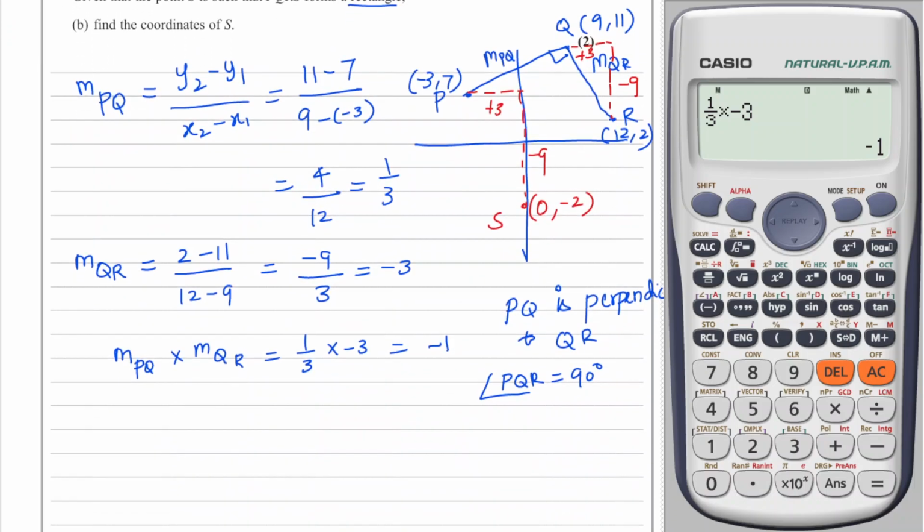So how can we write it? For S, we can write it as from minus 3, we need to add plus 3, comma, from that 7, we need to write minus 9. So the S point will become (0, -2). So this is the way we can identify the coordinates of S.